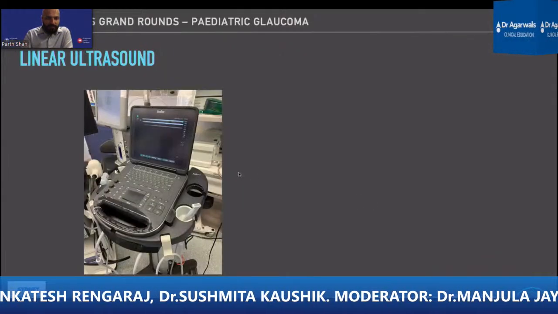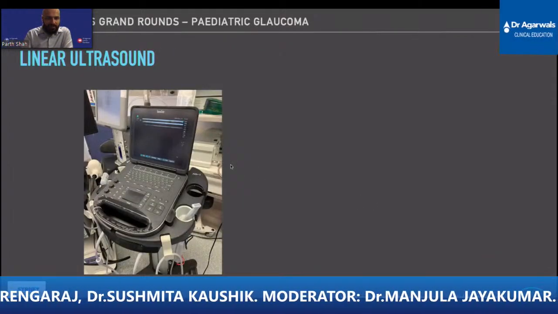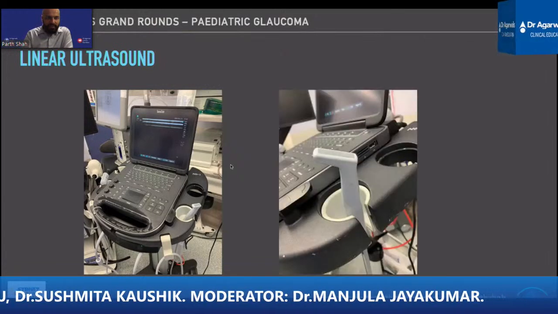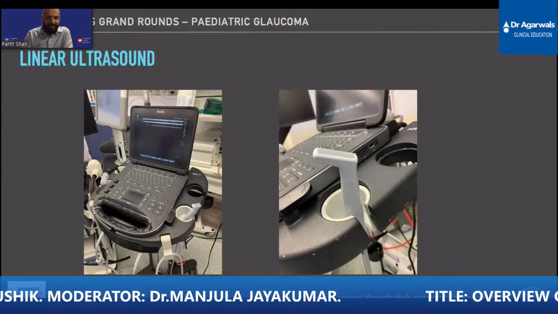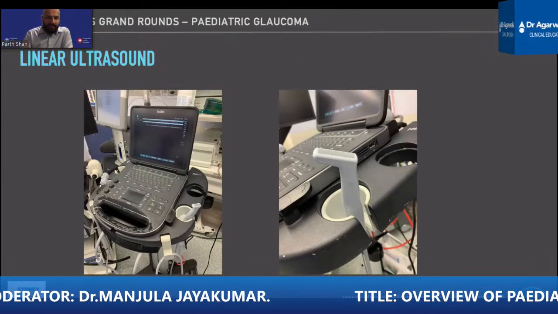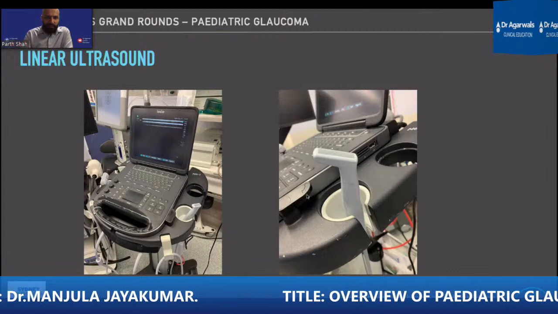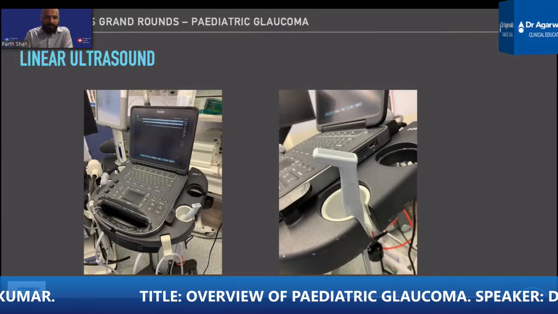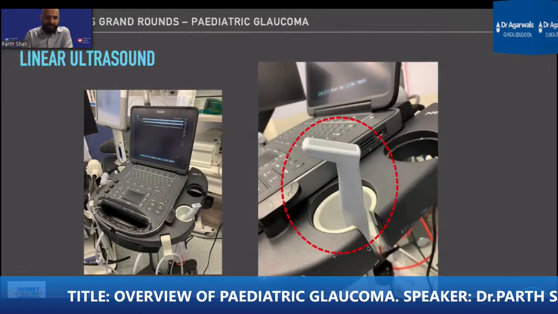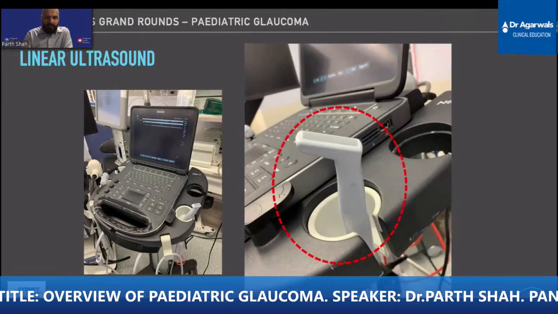One thing that I did learn during my time in the States was the use of a linear ultrasound for a B scan. These are readily available, usually in the anesthetic bay. Our anesthetic colleagues usually use these to look for veins in difficult cannulations. And this can be used as an easy way to do a B scan if you don't have a dedicated B scan available.